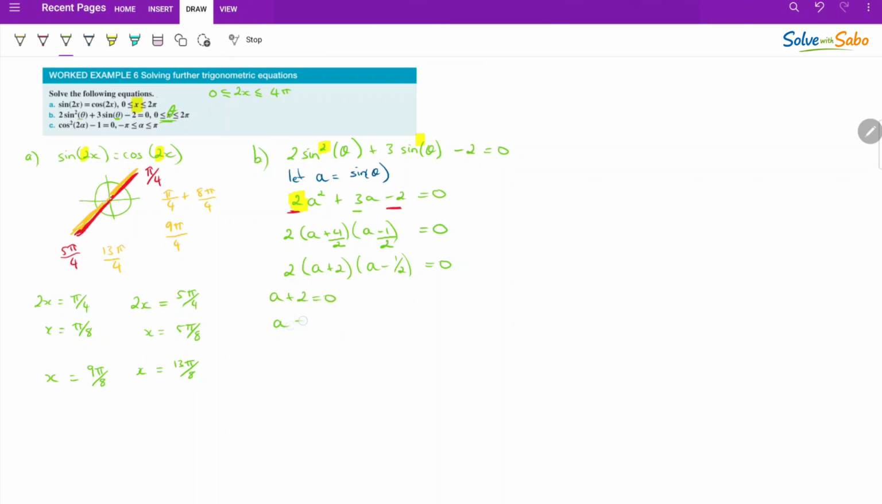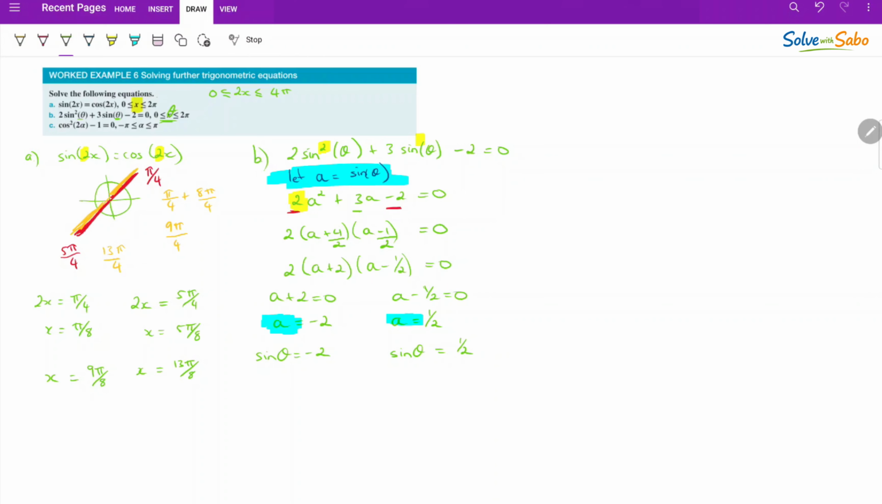A plus 2 equals 0, so a is negative 2. And then a take a half equals 0, so a is a positive a half. Now, we said before, we're letting a be sine theta, so we're going to swap it back out now. So sine theta is negative 2, and sine theta equals a half.